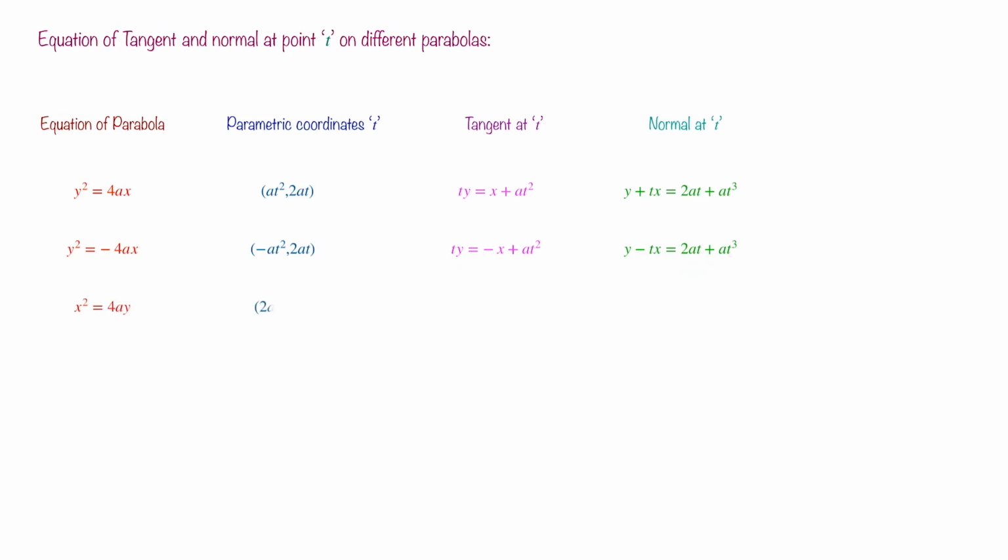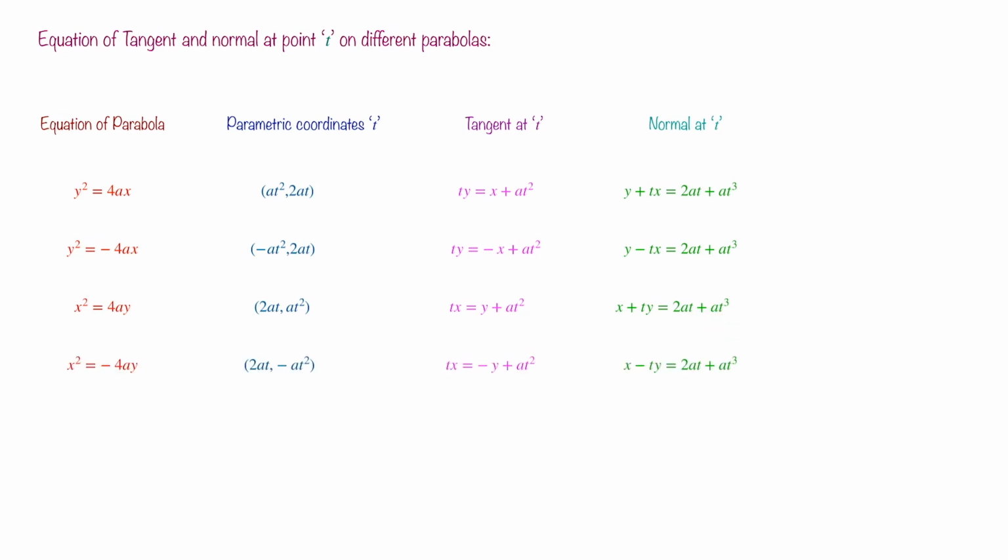If you work with a parabola x² = 4ay, at a point t, that is, at the point (2at, at²), which is a parametric form for this parabola x² = 4ay, the tangent at (2at, at²) is going to be tx = y + at², and the normal is going to be x + ty = 2at + at³.